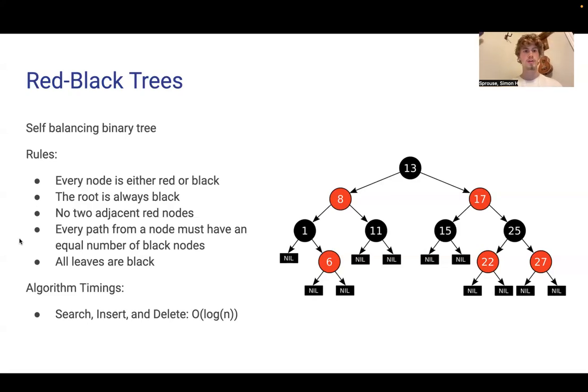There are no two adjacent red nodes allowed, and we'll see when this becomes important. And then this is the really tricky thing to maintain, I think: every path from a node must have an equal number of black nodes. That means every subtree that you could draw on this structure has an equal black height from the left and a black height from the right. Black height is just a term meaning how many black nodes you can count starting from this node, and we're going to get into that more later. And then all leaves are black. Depending on how you implement your red-black tree, you might disagree with this semantically.